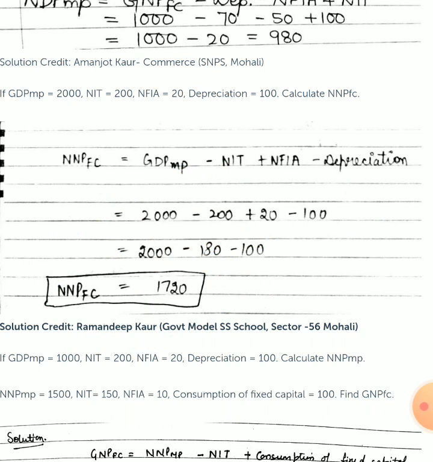A direct question will not be asked in your exam, but after solving through the income method or expenditure method, you will be asked to calculate the NNPFC or any other aggregate. For that, this formula is required. That's why we study these formulas in the beginning itself, before doing the actual numericals and actual methods.